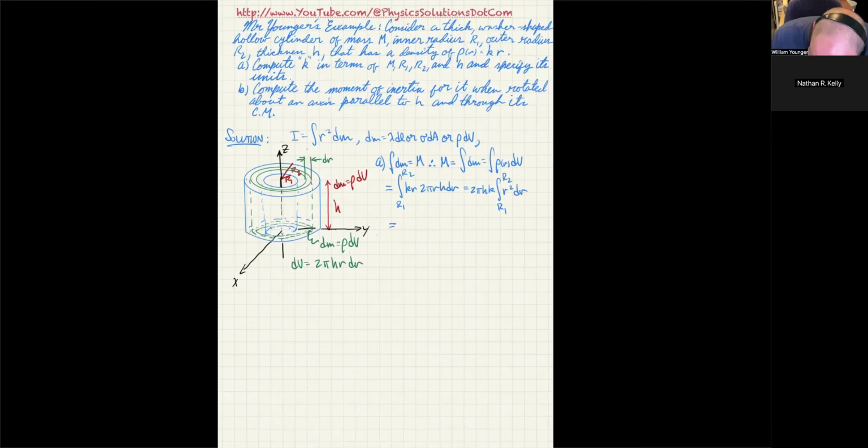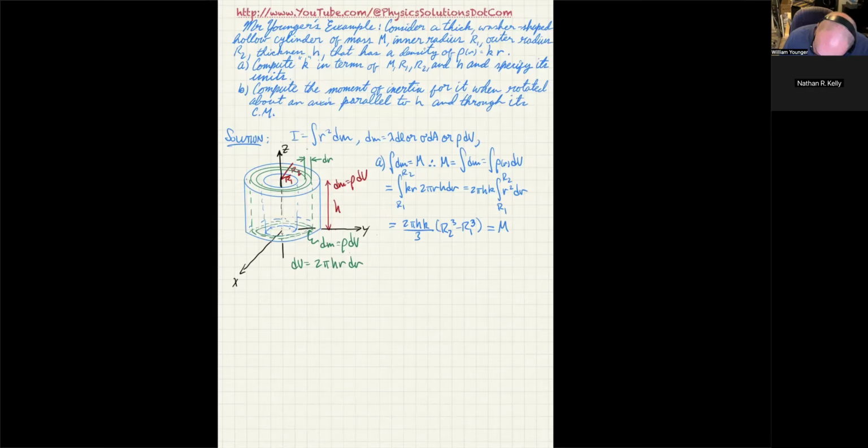Now I can go ahead and integrate that. The integral of r squared is 1/3 r cubed. So this is now going to become 2 pi h k over 3, and then it's r cubed, so that's going to be r2 cubed minus r1 cubed, like that. And that is all equal to m.